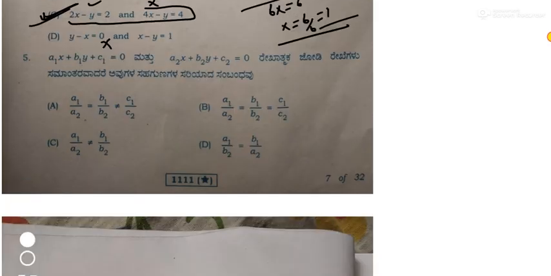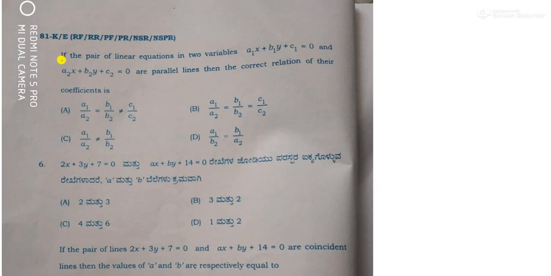Moving to our next question, question number 5. If a pair of linear equations in two variables a1x plus b1y plus c1 and a2x plus b2y plus c2 are parallel lines, then the correct relation, parallel means first two will be equal. Option number A.